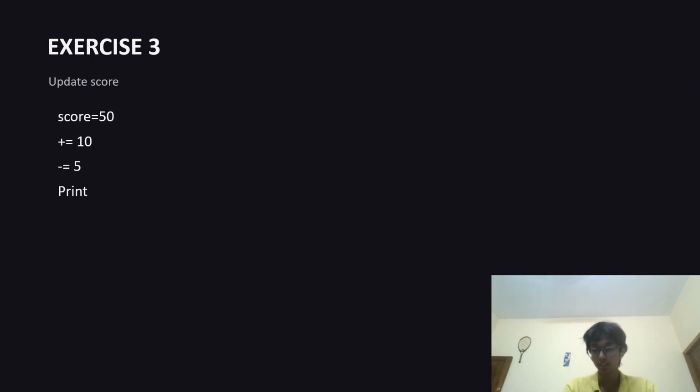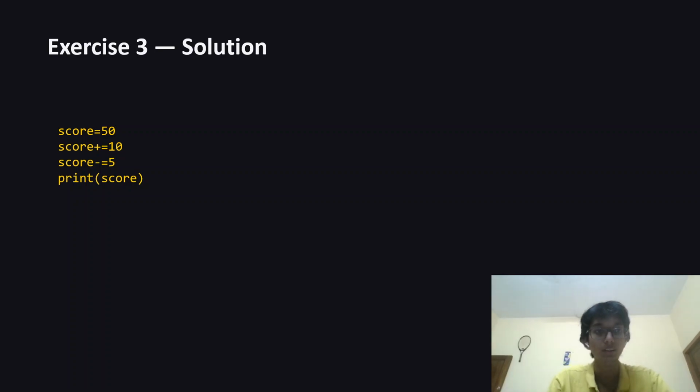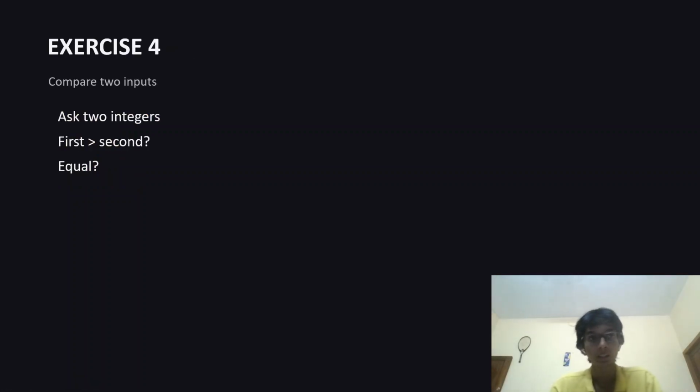Guys, time's up. This is the answer for the code. We are having the score as base 50. We are increasing it by 10. We are decreasing it by 5. And at the end, we are printing the score. As I told, for a variable, only the last updated value is taken. Hence, 60 minus 5 is going to be 55. The value that will be printed will be 55.